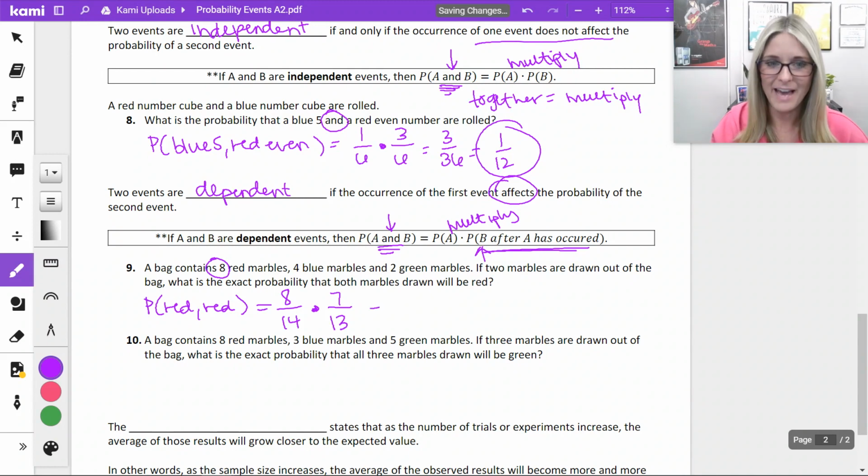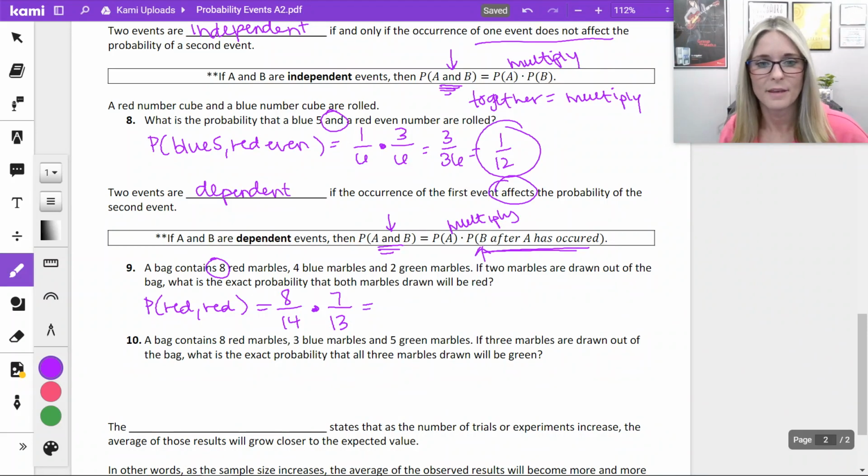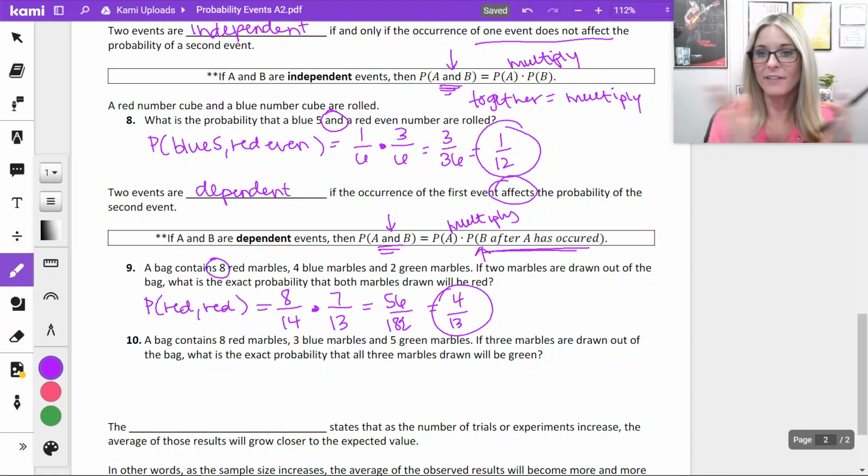13. Now multiply. Okay, so we're getting 2 reds out. I took the first one out, and when I go back in, there's 1 less red, 1 less marble. So make sure you're mindful of that. Okay, so when you multiply fractions, multiply across the top and across the bottom. Using my calculator, the 14 times 13 is 182. And check to see if it'll reduce, and it does, to 4 over 13 is the probability that I've got this bag of marbles and I'm drawing out 2 red marbles.